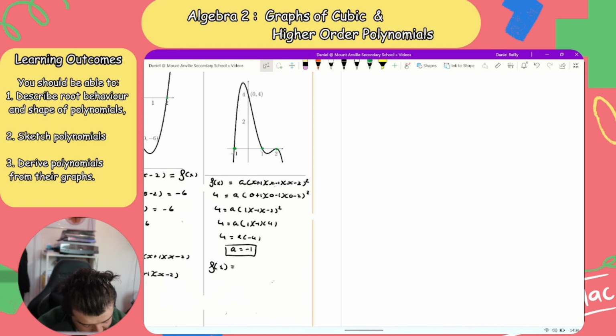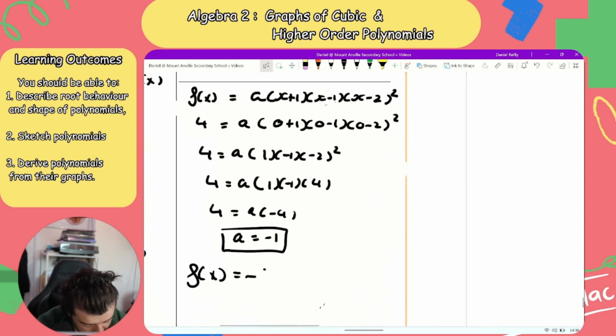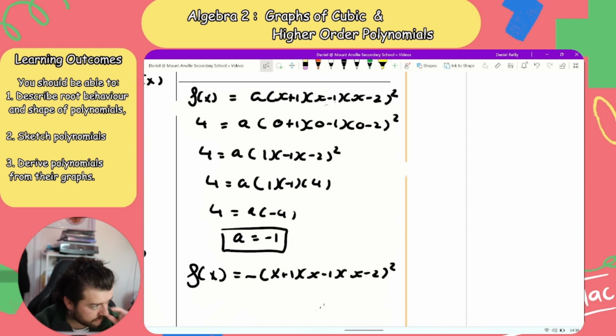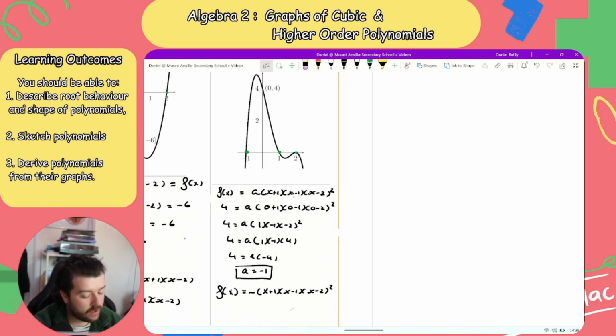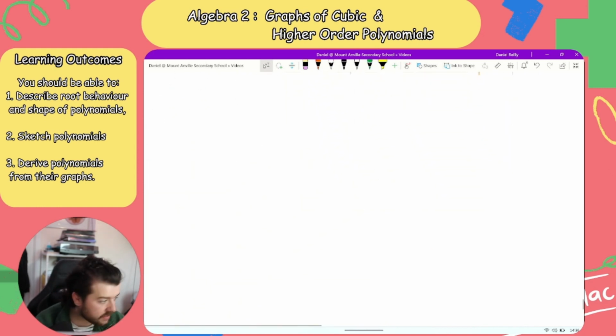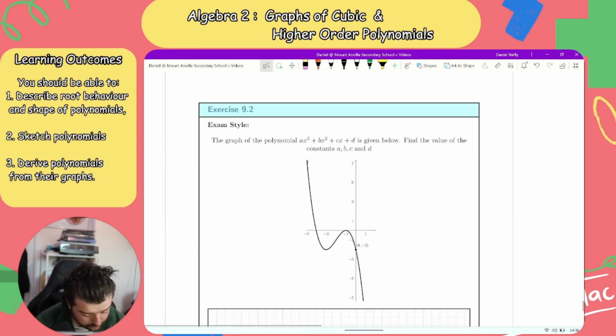So f of x is going to be equal to minus (x plus 1)(x minus 1)(x minus 2) squared. And that's it. Right, let's do two examples and then we are finito.